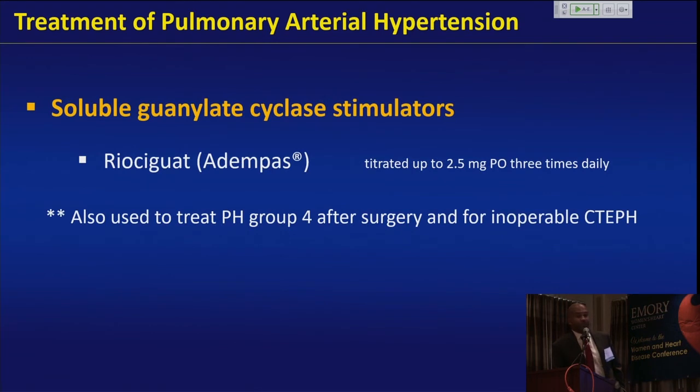The fourth group is the soluble guanylate cyclase stimulators. Riociguat is the most famous one for those, and these are used also for group 4 patients. We'll talk about that in the last few slides. That's the only medical therapy approved for group 4 patients, but Riociguat can be used in group 1 patients as well.